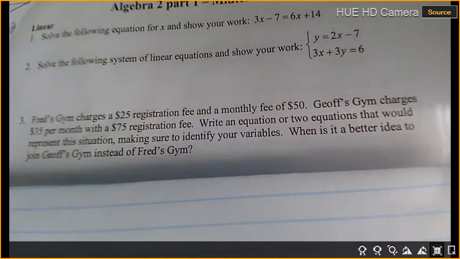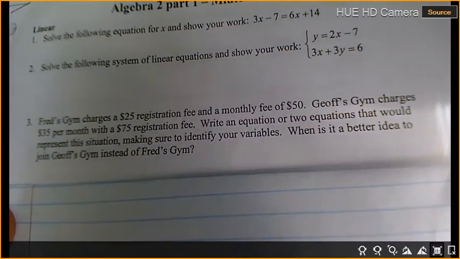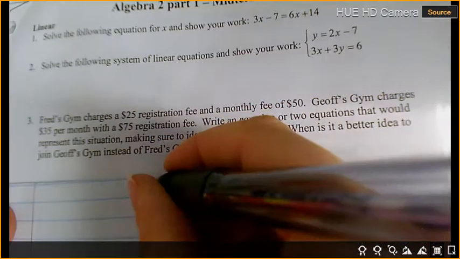What is the best idea? When is it a better idea to join Jeff's gym versus Fred's? Okay, I think this problem leads right to y equals mx plus b.